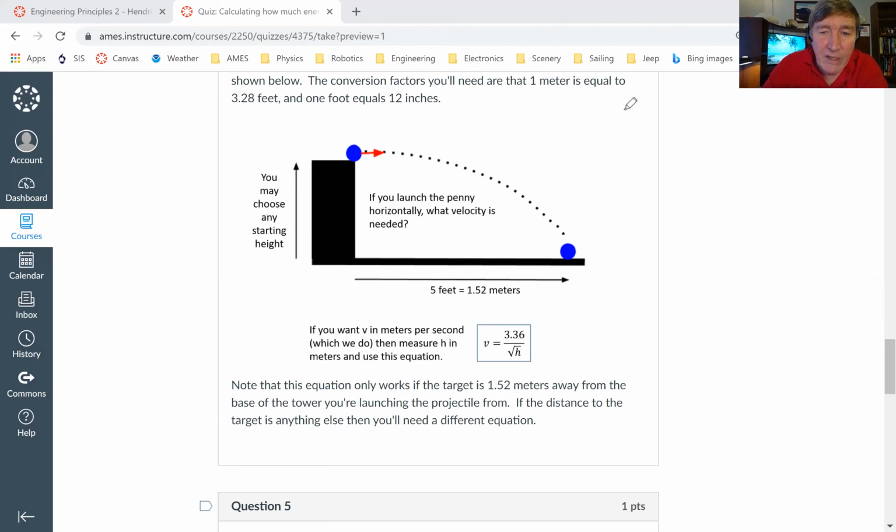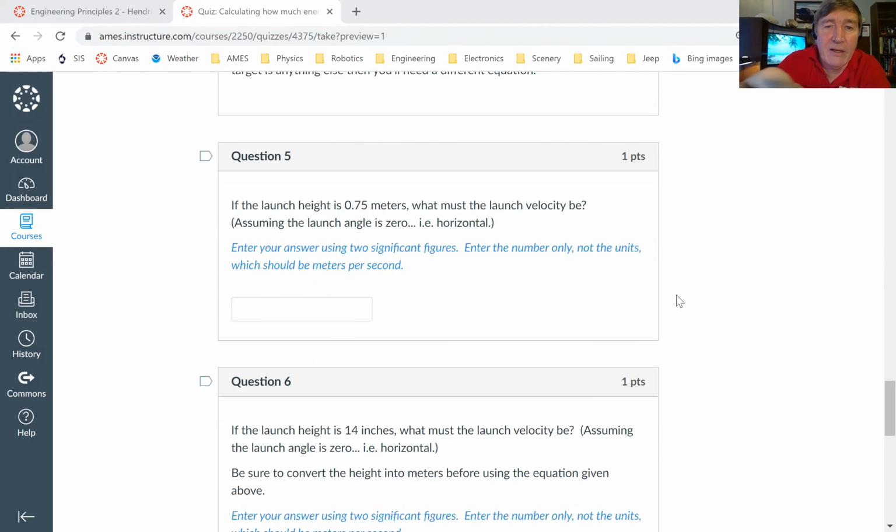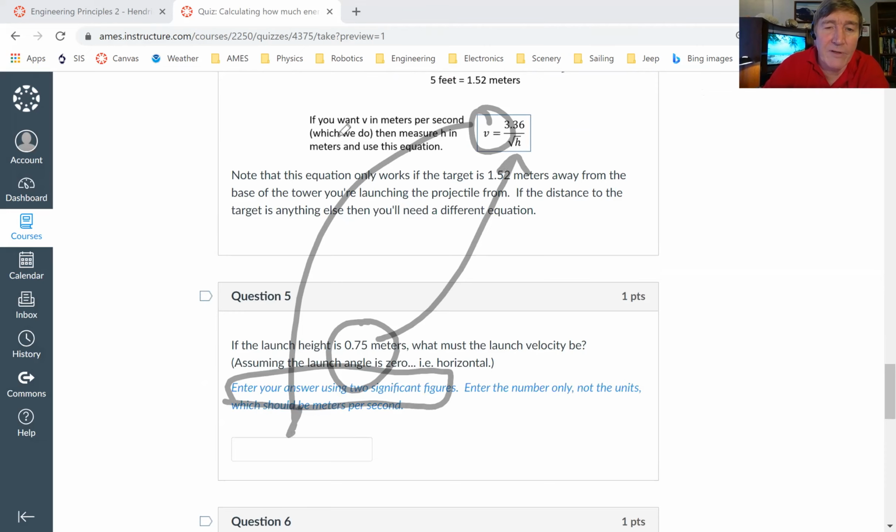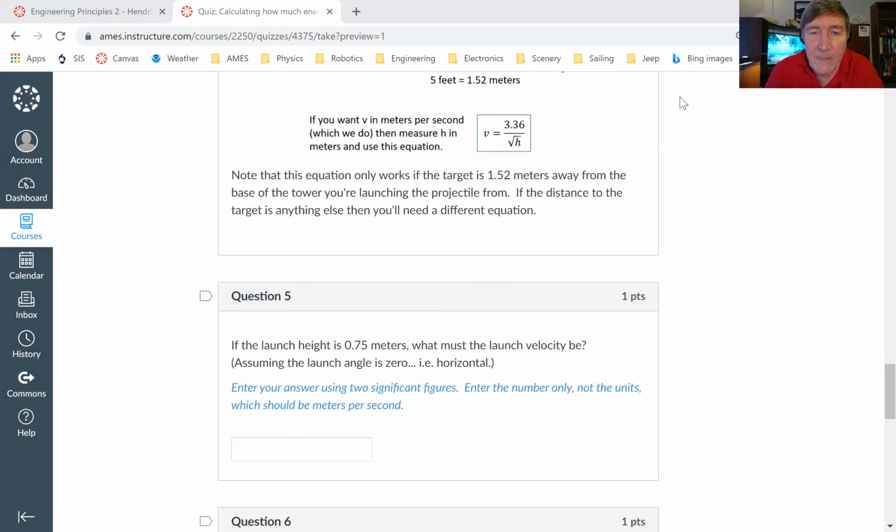But the catch is we have to work in meters. If we don't measure h in meters, this equation is not valid. Knowing that, we come down to question number 5, which gives us the height in meters. So easy, right? All we have to do is take this number here, plug it in for h, and whatever is v, that's our answer. Just make sure you use the right number of sig figs. So this one is really easy. There's no excuse for you guys not to get 100% on this one.